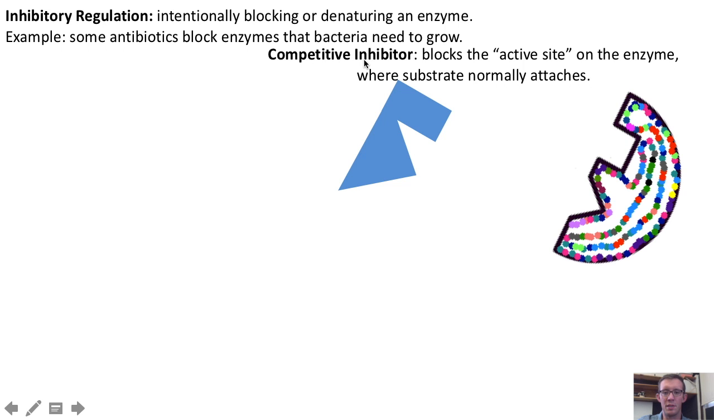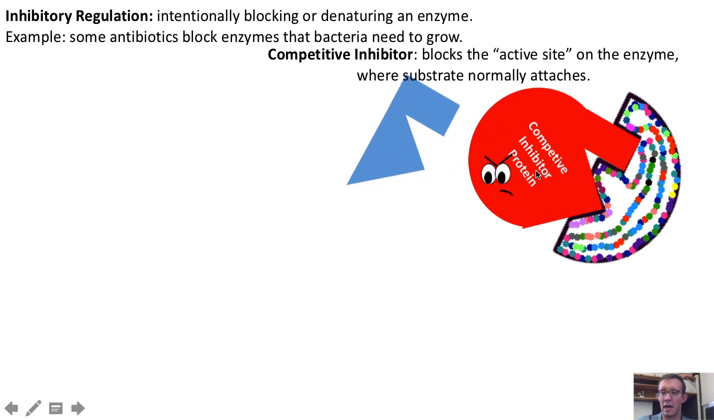One type of this inhibition is called competitive inhibition, in which a substrate which is about to be reacted by the enzyme is blocked by a competitive inhibitor. It's a protein that basically takes up the active site on the enzyme and blocks it from breaking apart or putting together any substrate.